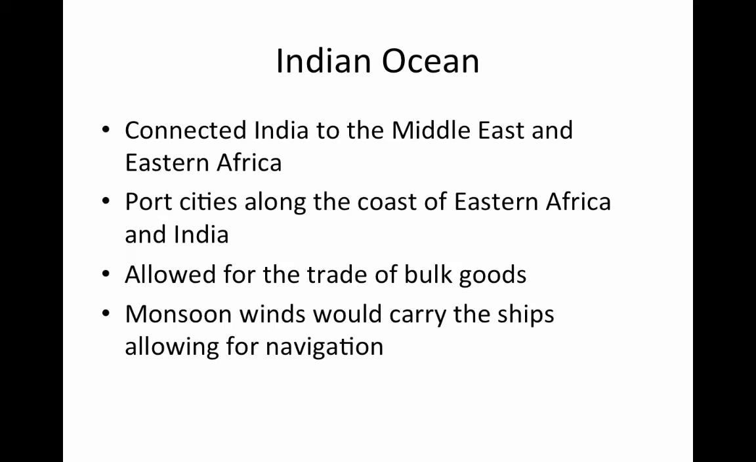Now, one of the limitations was the weather itself. Ships would have to wait for monsoon winds to carry them from one place to the next to allow for navigation. However, these monsoon winds within the Indian region were pretty predictable and happened pretty regularly each year, and so this would allow for people to travel these bulk goods back and forth. It created a massive amount of diffusion of goods and ideas along the Indian coastline up to the Middle East and then over to Eastern Africa.